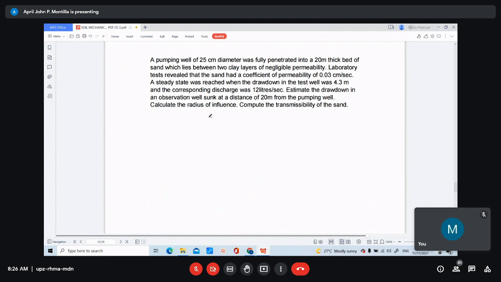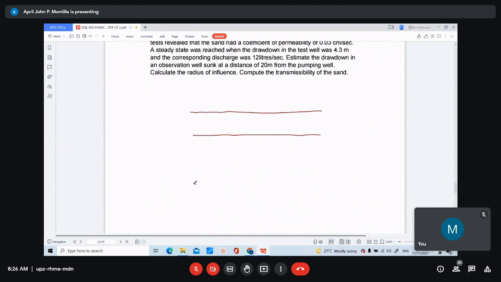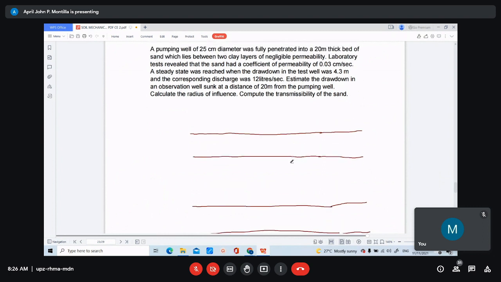Okay. Again, walang binigay na figure. Analyze natin. Meron tatlong layers na binigay, di ba? Let's draw. Anong sabi sa problem? Meron daw tayong sand layer. That sand layer is 20 meter thick. Ito yon. Yung sand layer lies between two clay layers. So, napagitnaan daw siya ng dalawang clay.